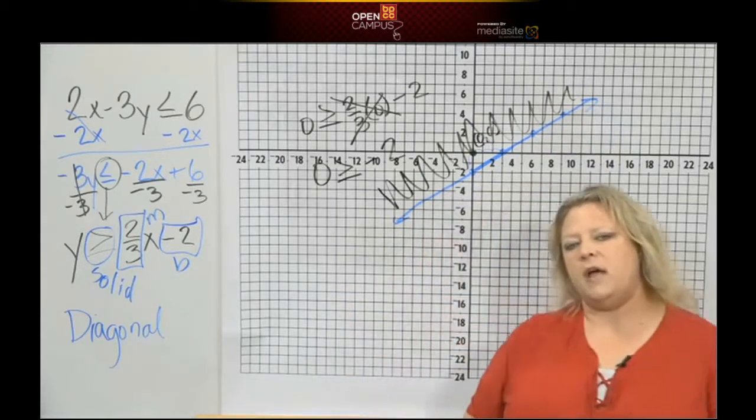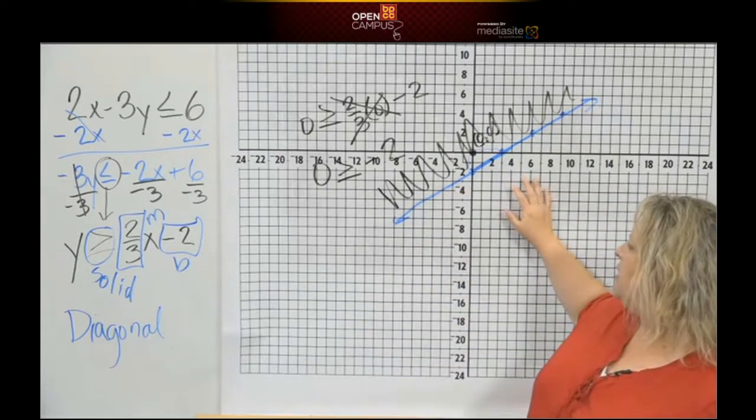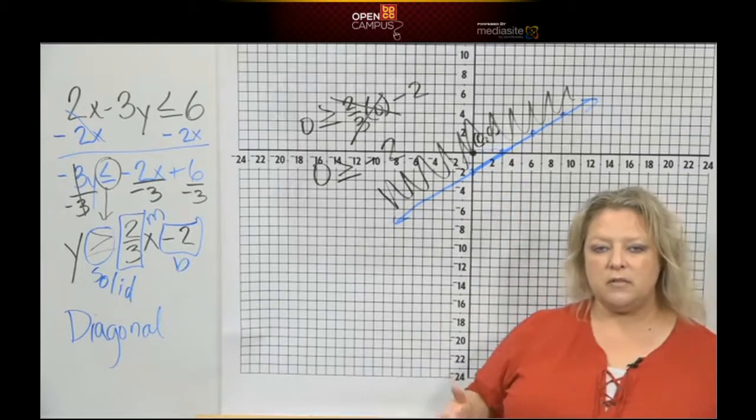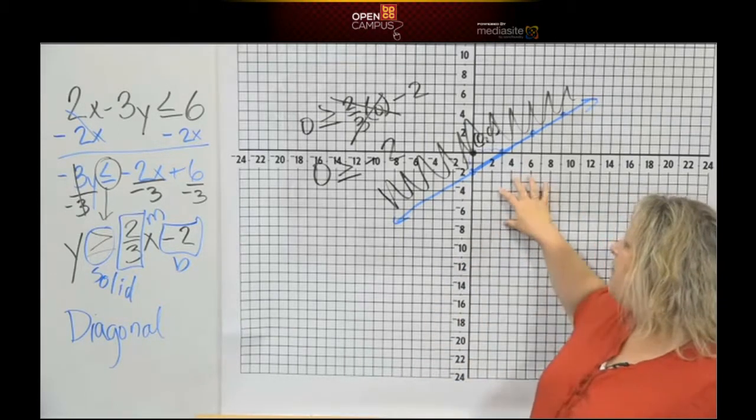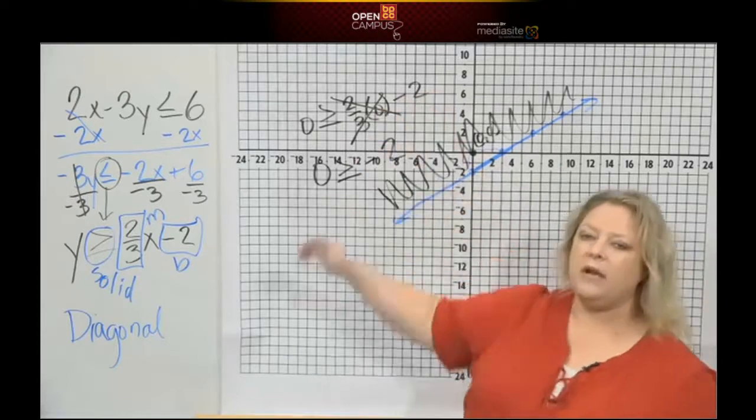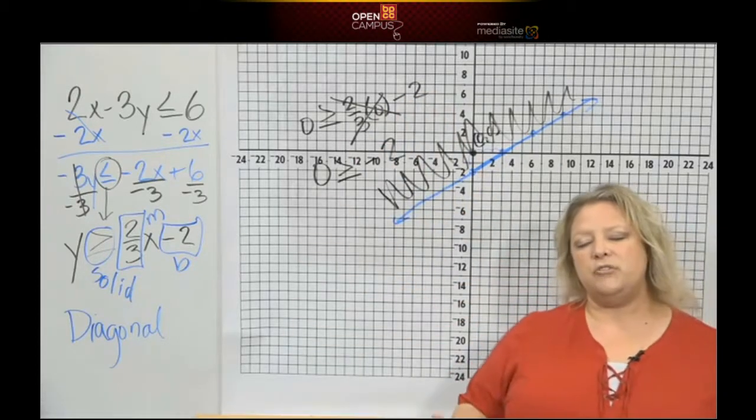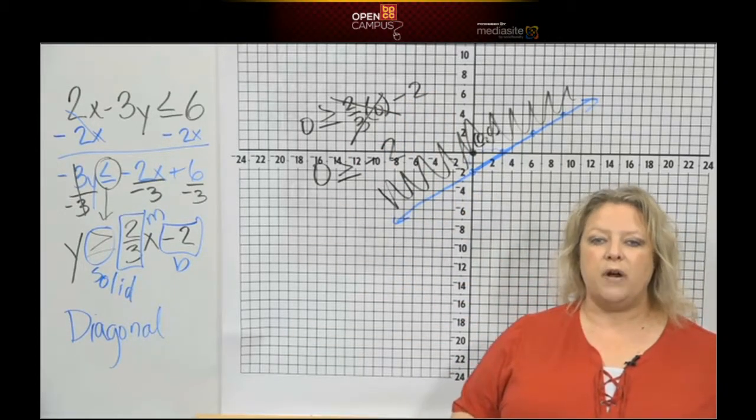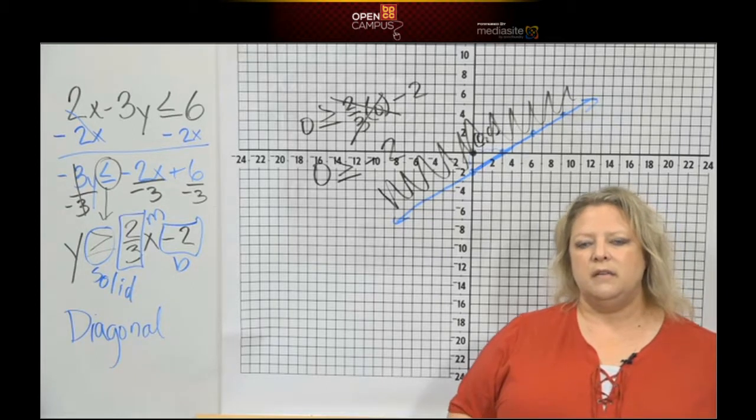So I picked it in the right spot. If I would have picked a number down here, my answer would have come out false. So because it would have come out false, I would have shaded over here anyway. So as long as you do it correctly, you should pick out the correct way to shade, all right?